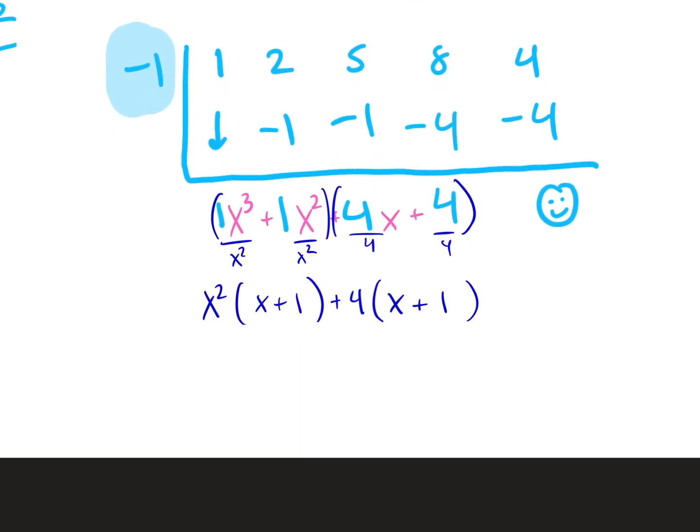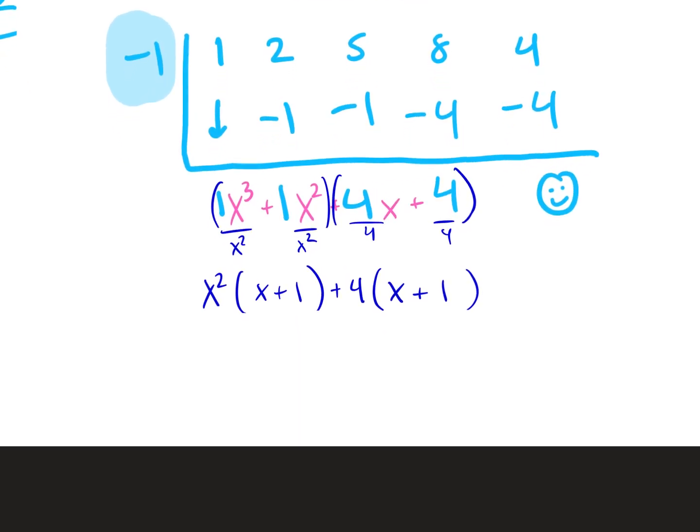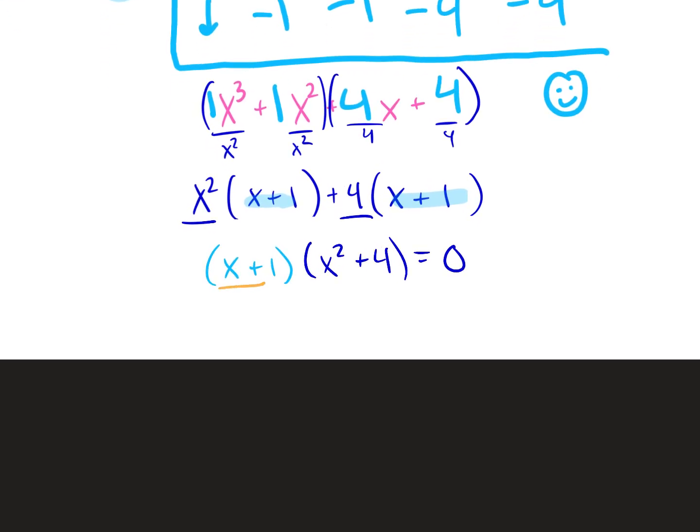What do I have to do next? Put the outsides together and put the insides together. So the insides go together and become x plus 1. The outsides go together and become x squared plus 4. Now I only factored here. I still have to solve. I need to figure out what x is equal to. I set them both equal to 0. Perfect. So x plus 1 is equal to 0. X squared plus 4 is equal to 0.